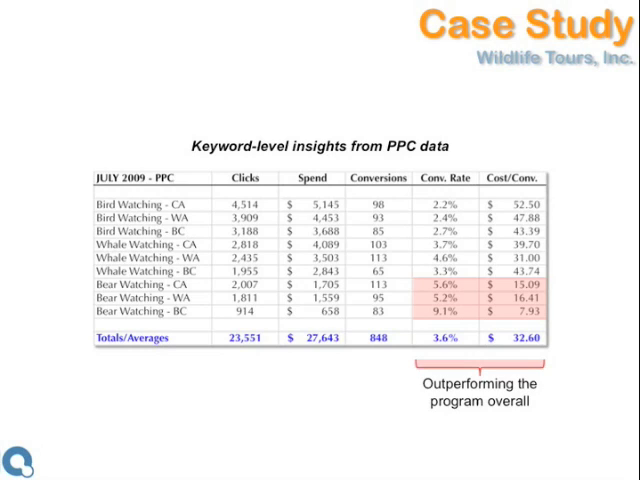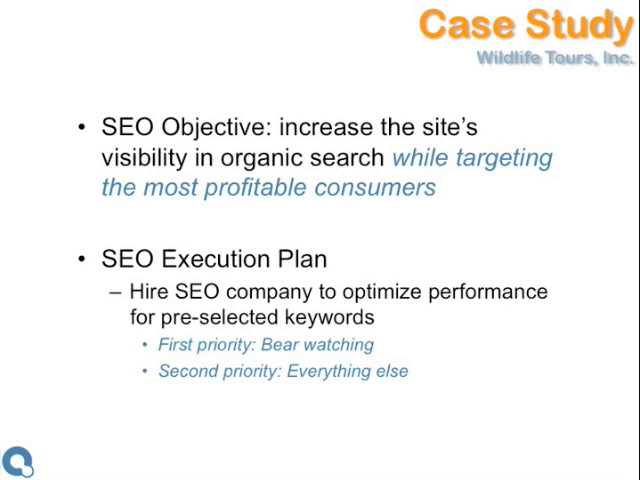This would be a viable opportunity in order to pursue leads and new business at a low incremental cost of new customer acquisition. And really, specifically, the British Columbia segment within bear watching seems to be outperforming even that subset. So now we have a new SEO objective, which is to increase the site's visibility in organic search while specifically targeting those profitable consumers in the bear watching segment. Hence, we have a different execution plan.